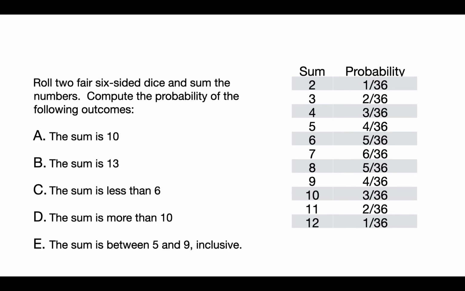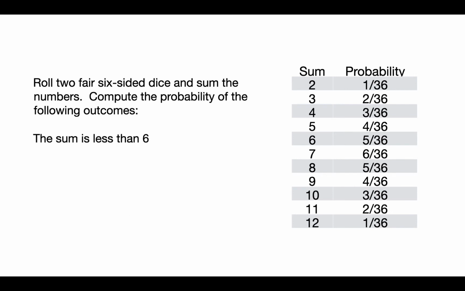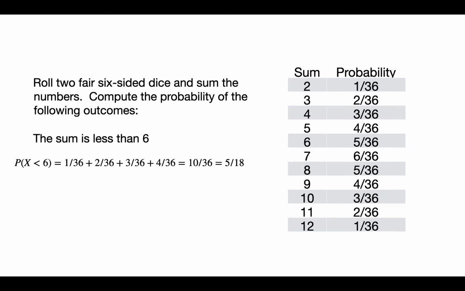Our next one is the sum is less than 6. Focusing on the sum is less than 6, in random variable notation, we would write it this way. And let's just note that there's a difference between the sum is less than 6 and the sum is no more than 6. The no more than 6 would mean that you would include the 6. So to compute this, the sum is less than 6 means that the probability it could equal 2 or 3 or 4 or 5.